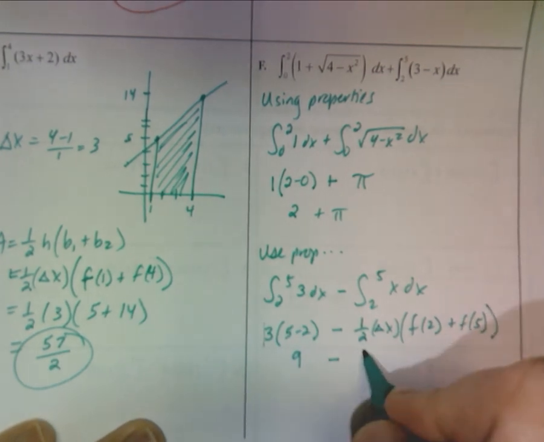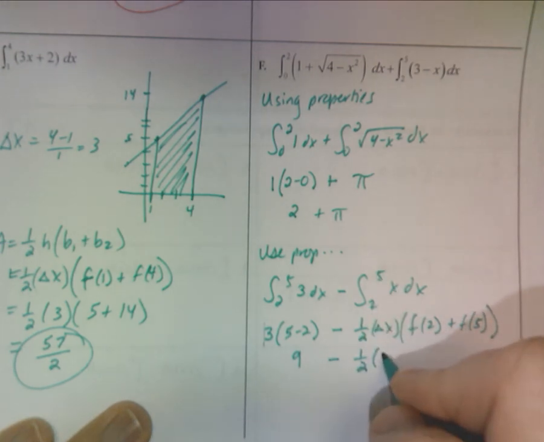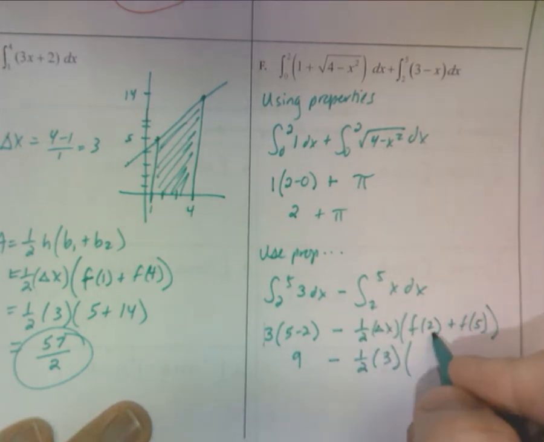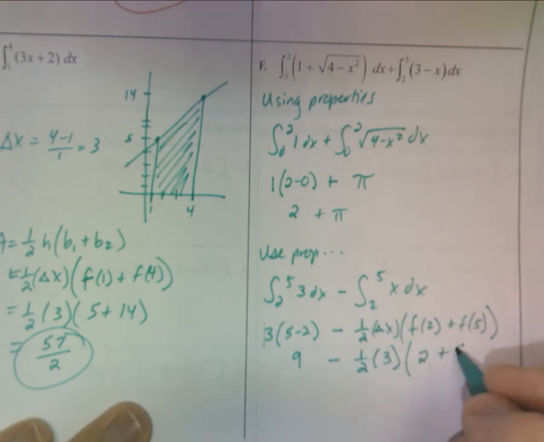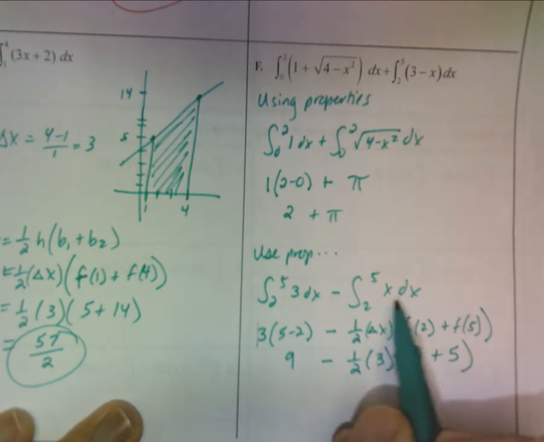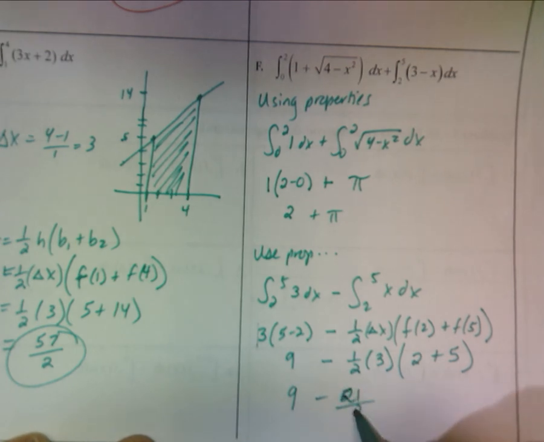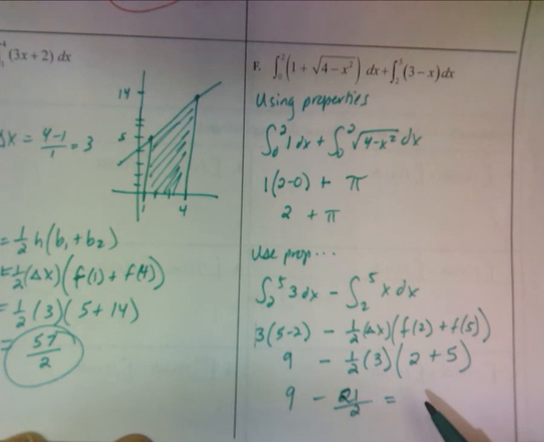So this would be 1/2 times delta x, which was 5 minus 2, which is 3. F of 2, plug 2 in here, I get 2. Plug 5 in there, I get 5. You could draw it out to double check, but that's what always happens with those lines. They just are trapezoids. So 3 over 2 times 7 is 21 over 2. Sorry about that.